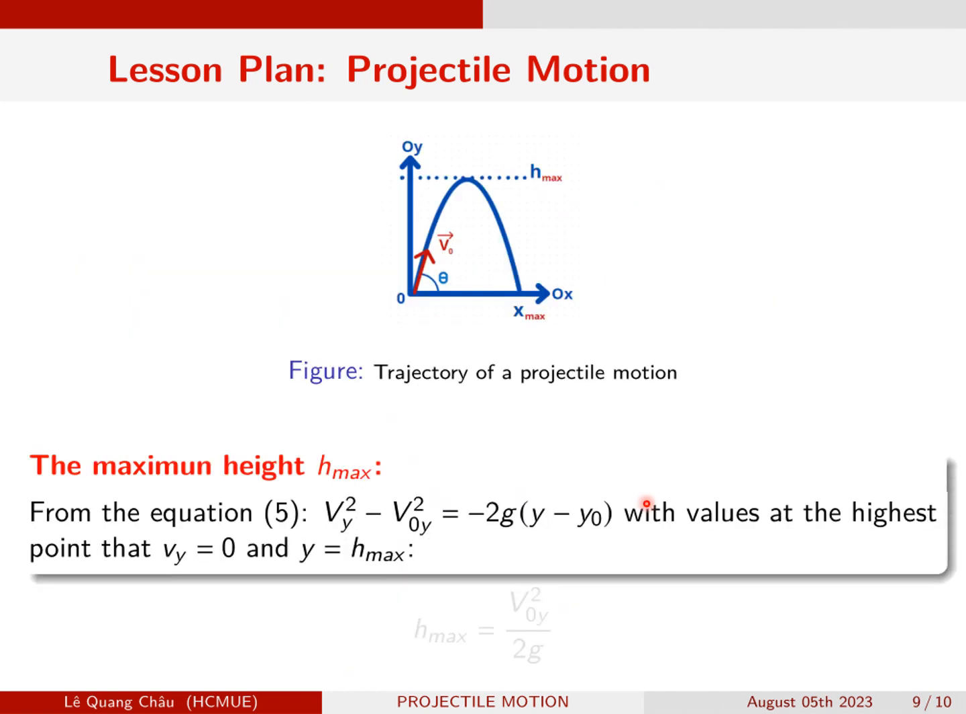To find the maximum height that the projectile creates on its trajectory, we can use equation 5 with the observation that at that point v y equals 0 and y equals y maximum. We have y maximum is equal to v naught y squared over 2g.